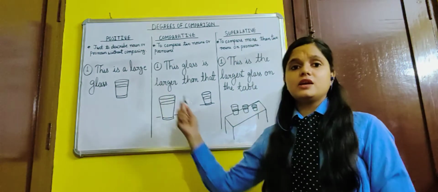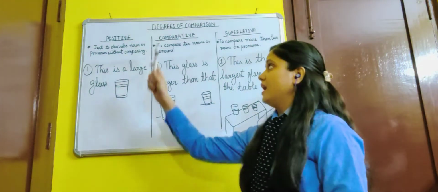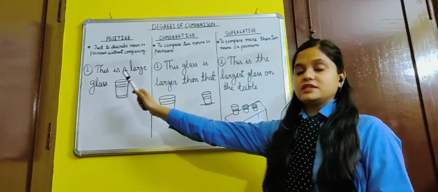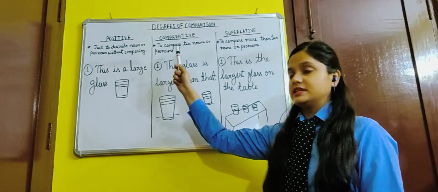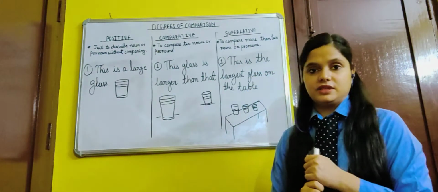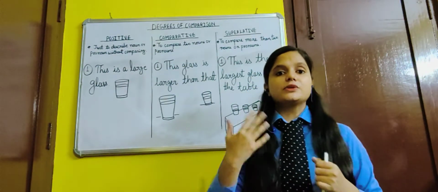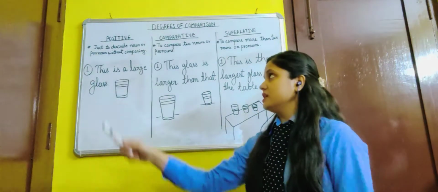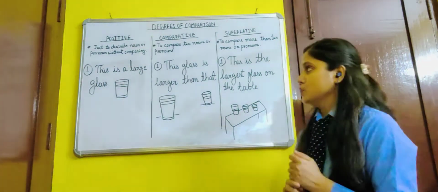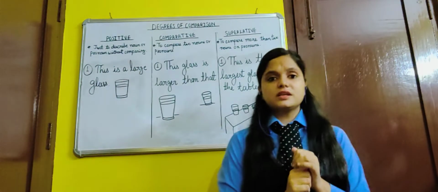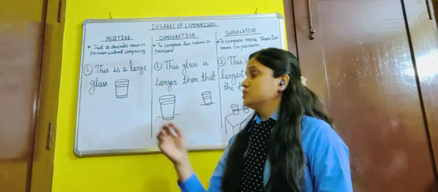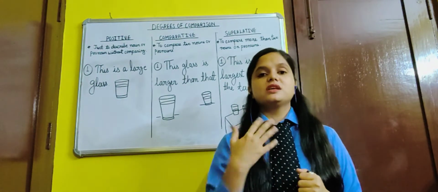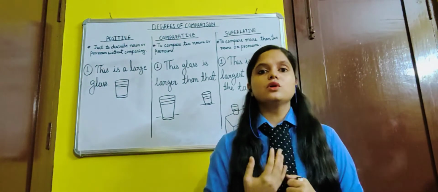As you can see on the board, there are three degrees of comparison: positive degree, comparative degree, and superlative degree. We will try to understand these degrees one by one. First there is the positive degree. Basically, the positive degree just describes the quality of a noun or pronoun. It simply describes a noun or pronoun.